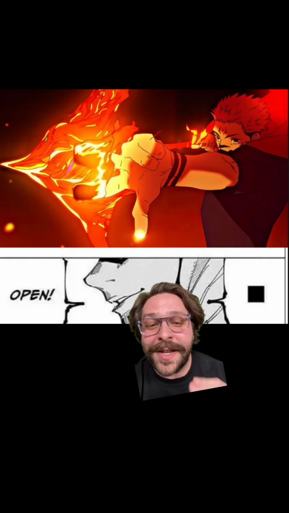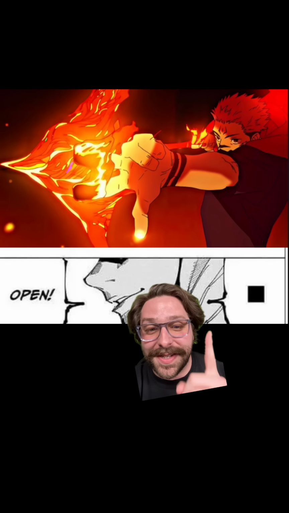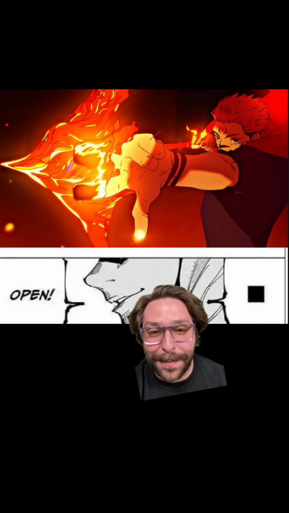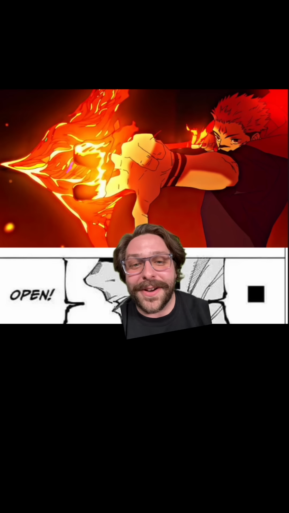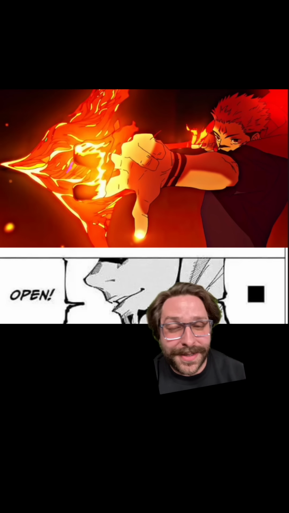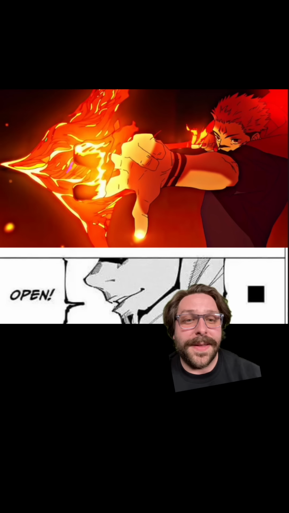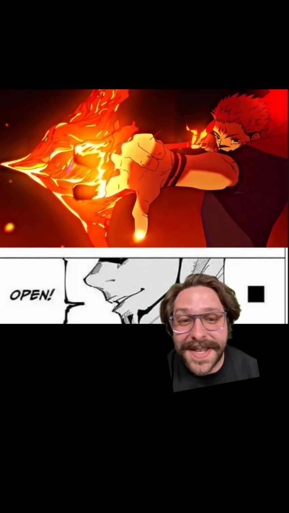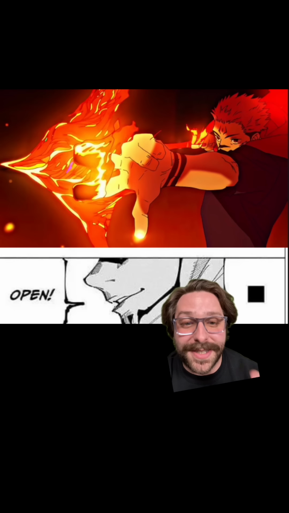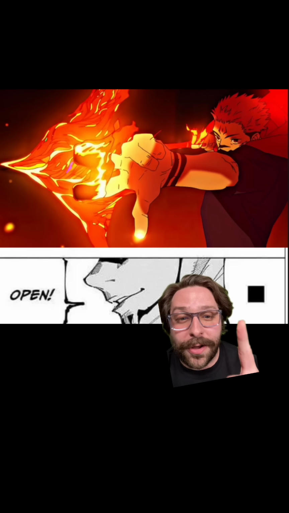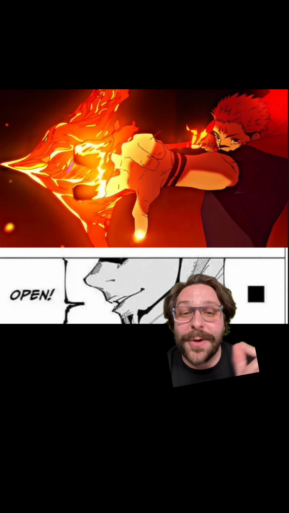All right, so hopefully you're tracking with me thus far because it's about to get a little confusing. And that's because this black box is not a black box. Let me explain. So when Sukuna casts his flame arrow, what we see is black box and open, right? But this black box is not the same black box that Kusakabe was just talking about. This is Gege Akutami censoring what Sukuna is saying. So from here on out, we're going to call this a black square to denote the difference.